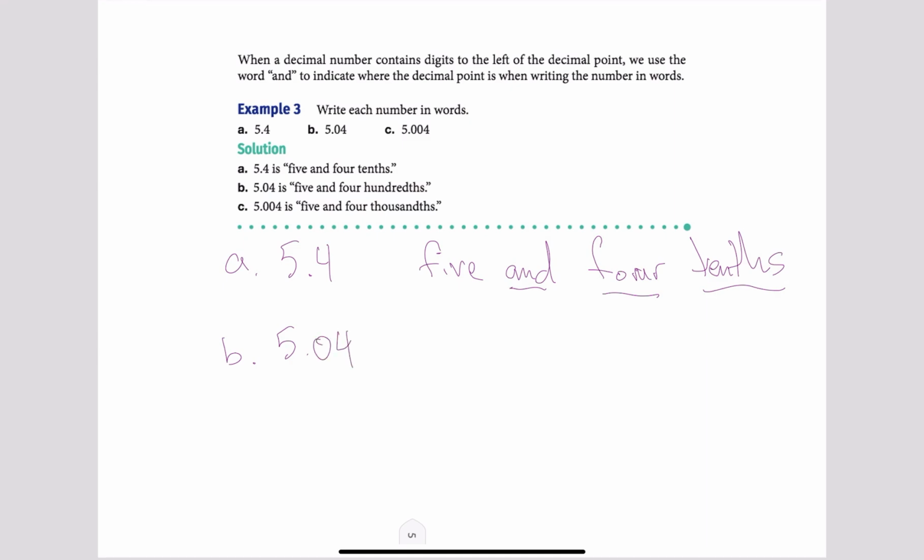So let's do the next couple. 5.04 is how you might hear people say that, but its actual name is 5 and 4 is the number. I see the number 4 here, but what place value is the 4 in? It's in the hundredths. Hundredths. And then in that same vein, this is 5 and 4 thousandths.